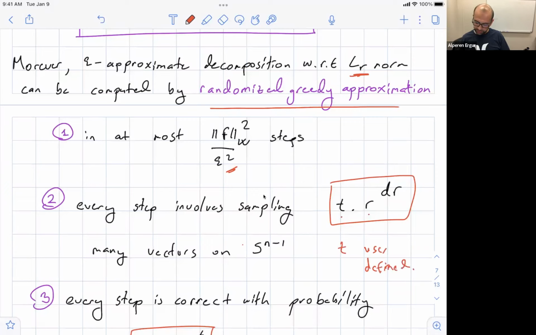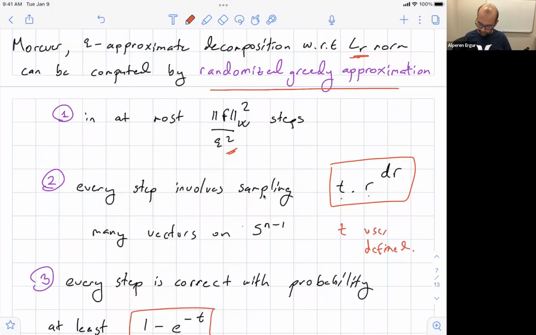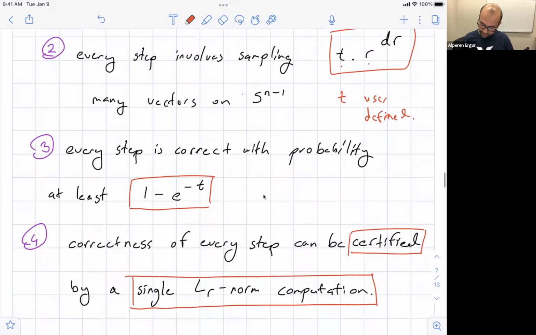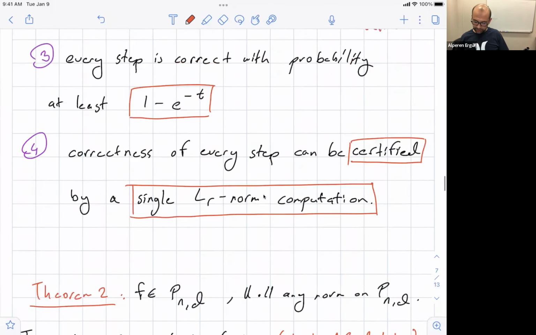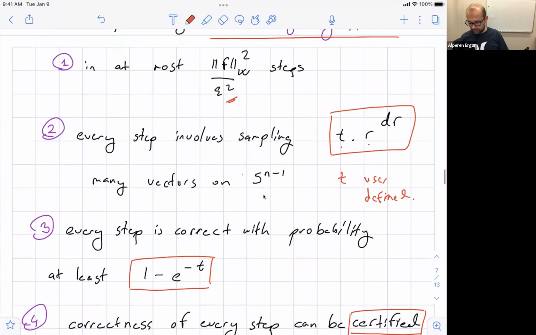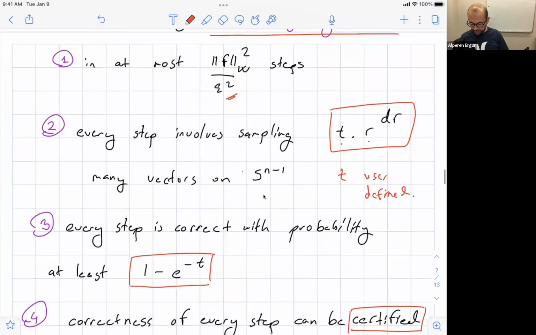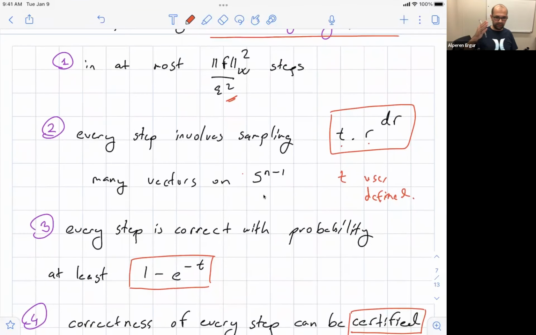How does it change? Okay. You sample this many points, and you will do an operation that I'm going to tell you what it is. And it ends up being correct with this probability. And the correctness can be certified by just one single LR norm computation. Okay. And that's the algorithm. So I didn't tell you details yet. I'll come to that. But basically, the algorithm takes the upper bound many steps at most, possibly much less, but this is what we are able to prove, right?